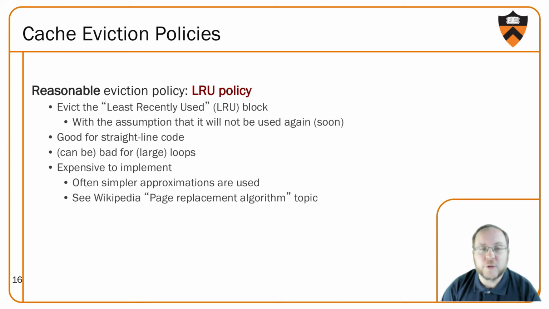A reasonable eviction policy that doesn't rely on an oracle, again, comes down to this assumption that most programs exhibit good locality. It's the LRU, least recently used policy. We evict the cache member that has been used least recently. If the past is a good predictor of the future, then if something hasn't been accessed for a long time, perhaps it won't be accessed again for a long time into the future either. This is generally a good idea, but of course it has its limitations.